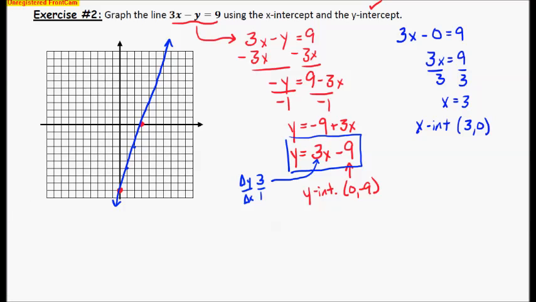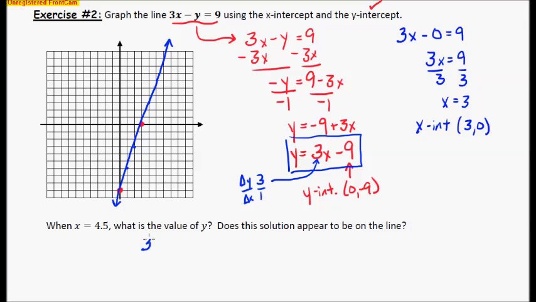All right, so now the other part of this is when x equals 4.5, what is the value of y? Okay, well, they've given me a value for x, so why don't I just go ahead and plug it into the equation here. So I'm going to take the original equation way up top, and I'm going to plug in a 4.5 right where I see the x. All right, and now I'm just going to solve for y. So 3 times 4.5, that gives me 13.5. All right, and I'm going to take away 13.5 on both sides.